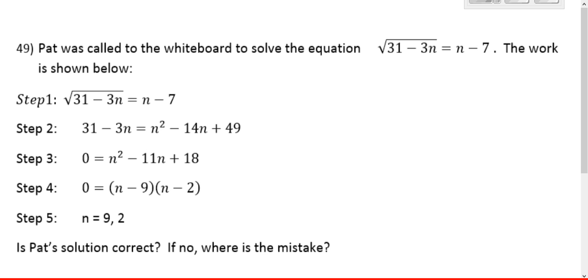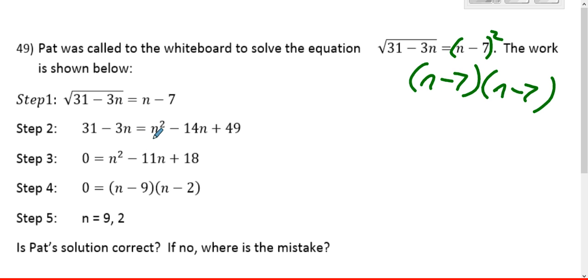So this question is similar to those that we were doing a little while ago, or kind of like solving that last problem by hand. You isolate the square root and square both sides. So step 1. Step 2, you got to square both sides. So you can see the square root is now gone. And you square out both sides. When you FOIL n minus 7, n minus 7, and combine like terms, this is what you get. So that step is good.